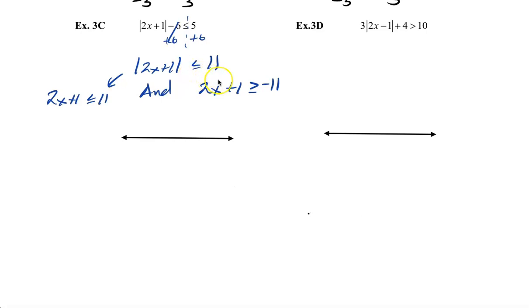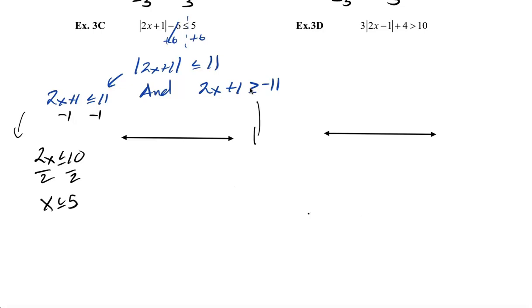So remember, when you do the negative one, you have to change the sign in the inequality. Then we solve each one separately. So I'm going to try to go to the side here. It's minus 1 from both sides, so I get 2x is less than or equal to 10. And we divide by 2. X is less than or equal to 5.